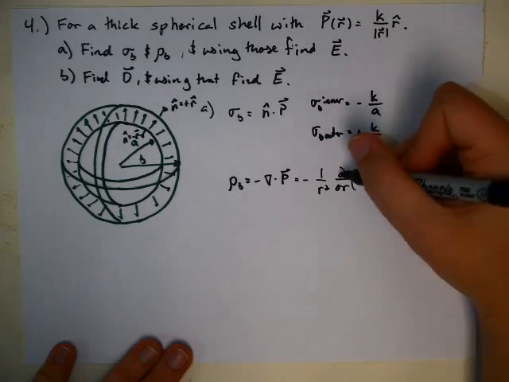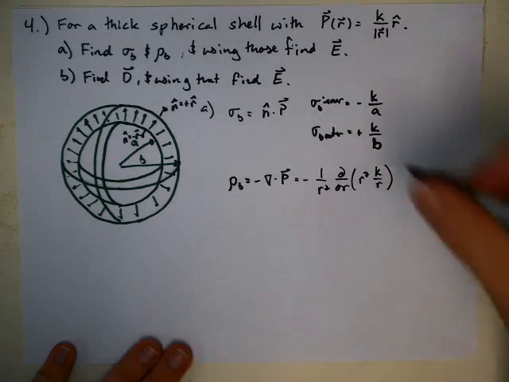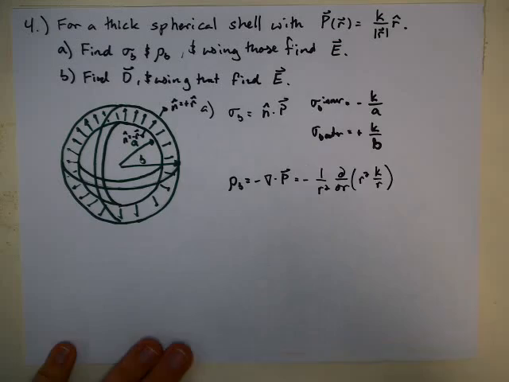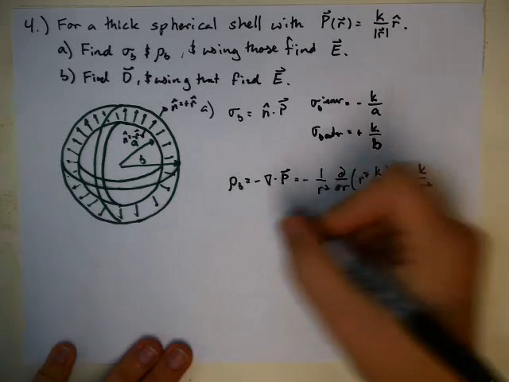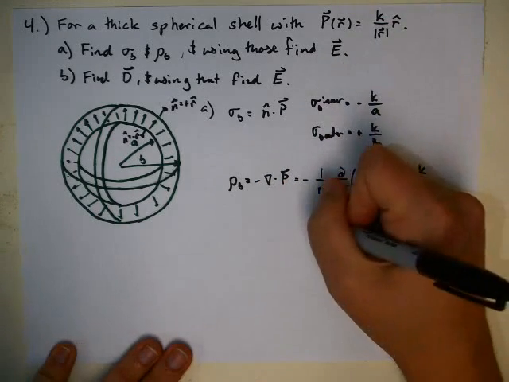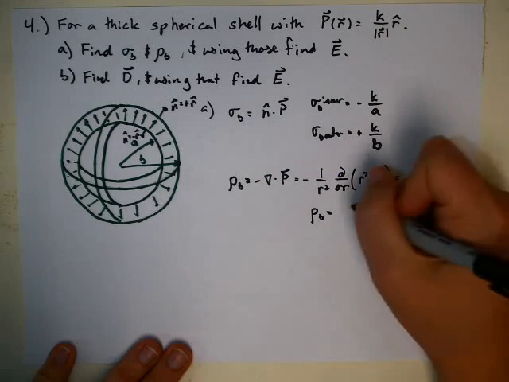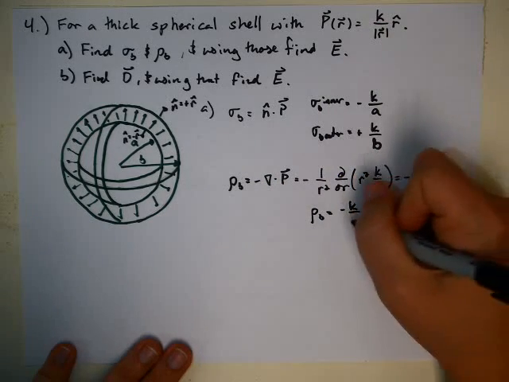So this is the derivative simply of kr. That's just going to give k. And so this is minus k over r squared. And so rewriting that, we have that our bound volume charge is minus k over r squared.